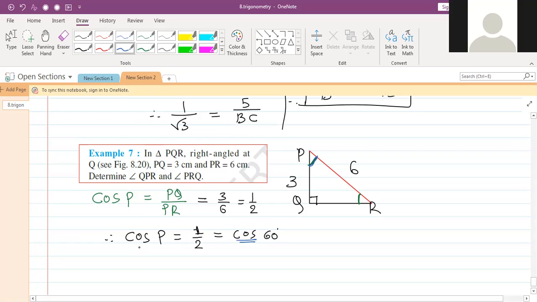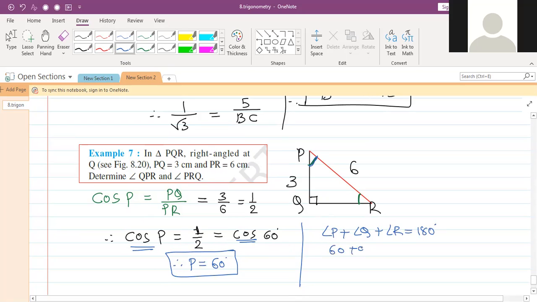I can use cos here, because we can use the ratio cos. Understand? Yes, sir. And therefore we get p is equal to 60. Now we use the angle sum property to find angle r, because this one is 90 degrees. So using the angle sum property of a triangle, angle p plus q plus r is equal to 180, and this one is 60 plus 90 plus angle r is equal to 180. Therefore we get r is equal to 180 minus 150. So angle r is equal to 30 degrees.